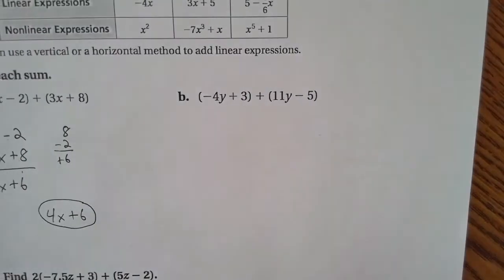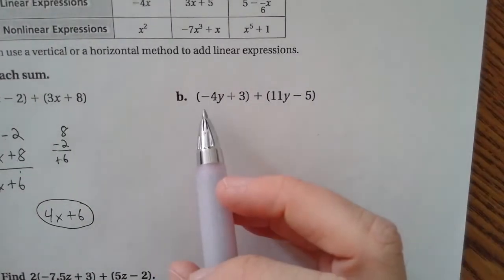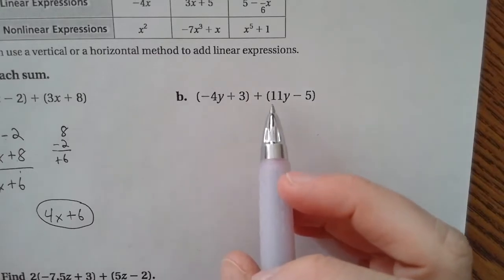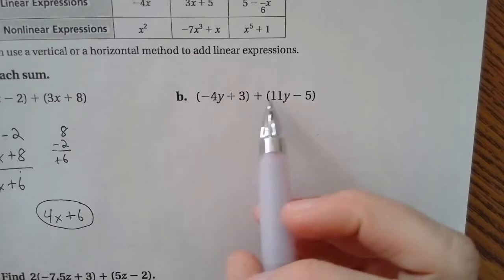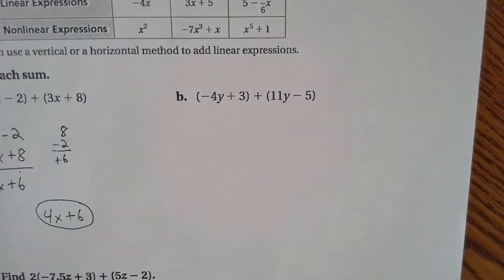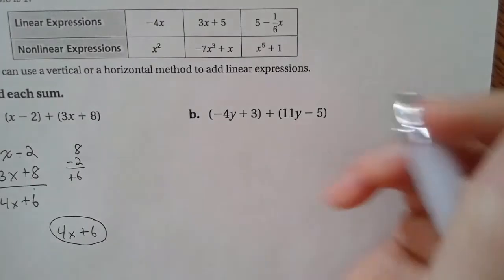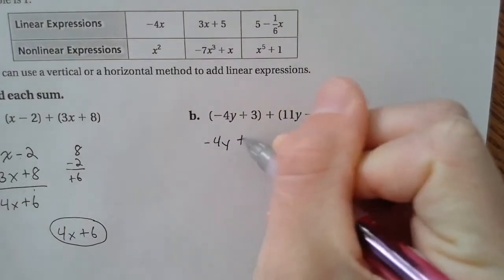And if I look at number 2, this time we're going to go horizontal. This is a little more like what we were seeing the other day. I have negative 4y plus 3 plus 11y minus 5. Yes, there are parentheses here, but there's nothing on the outside of the parentheses, so that doesn't have a big effect at all. So all I'm going to do is bring those out of the parentheses.